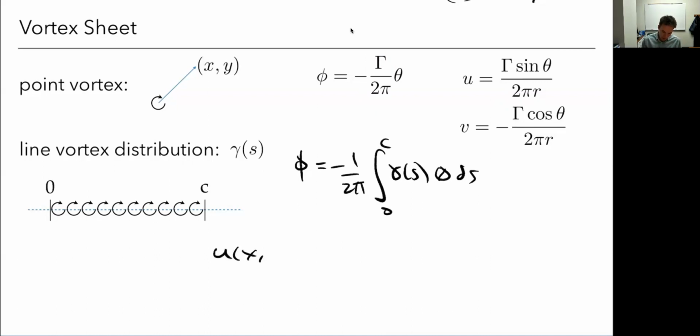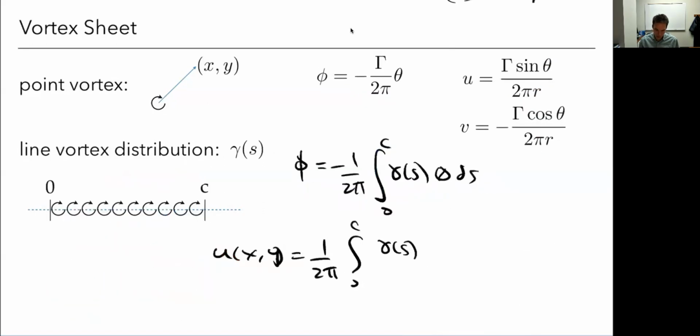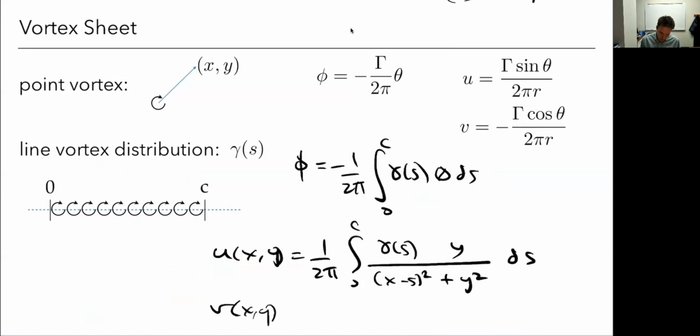And my velocities are going to look very much the same. 1 over 2 pi, integral from 0 to c of gamma. And notice that if we flip back and forth, this looks almost exactly the same except the sines and cosines are switched, and I have a negative sign here, but it's exactly the same. So I'm just going to skip to the answer here because the derivation is exactly the same. ds, and then the velocity is 1 over 2 pi, integral from 0 to c of gamma of s, and this is a minus sign on this one, x minus s over x minus s squared plus y squared ds.